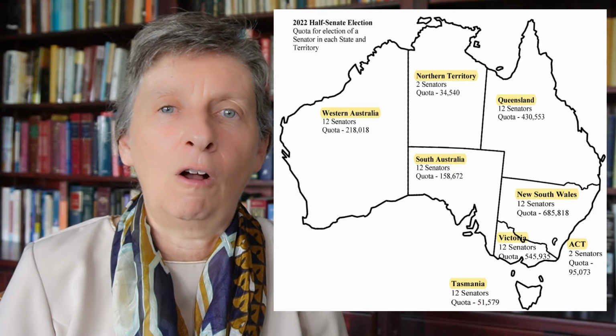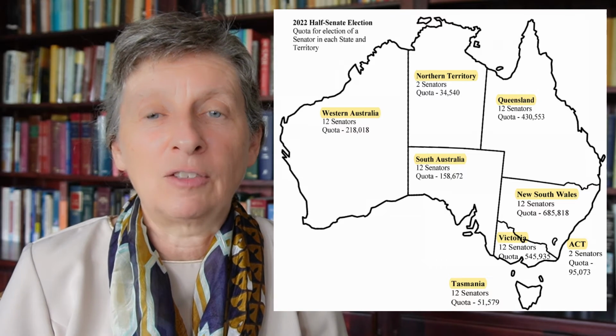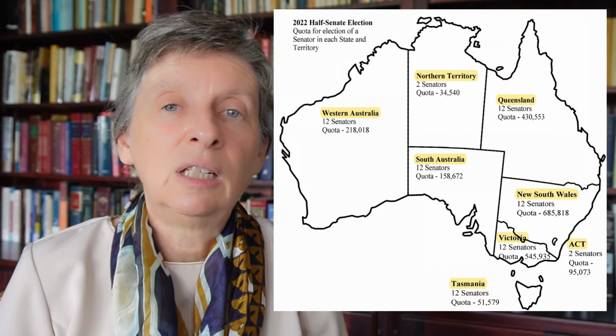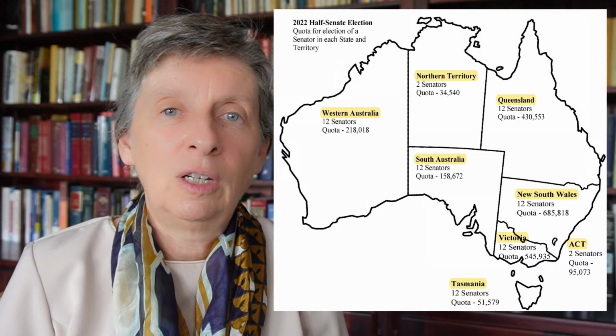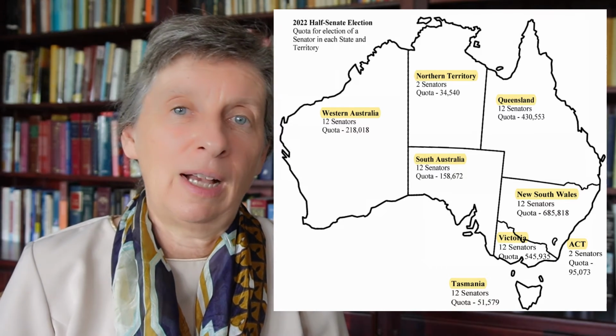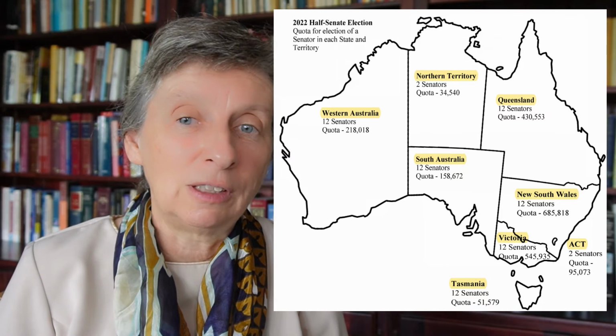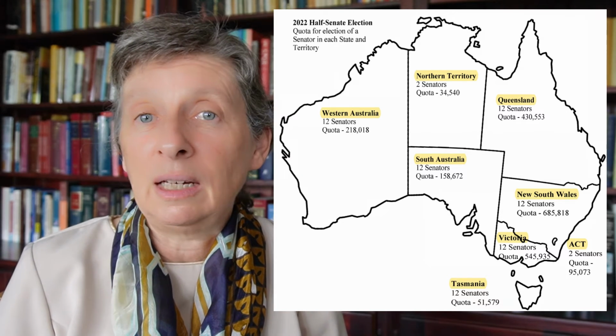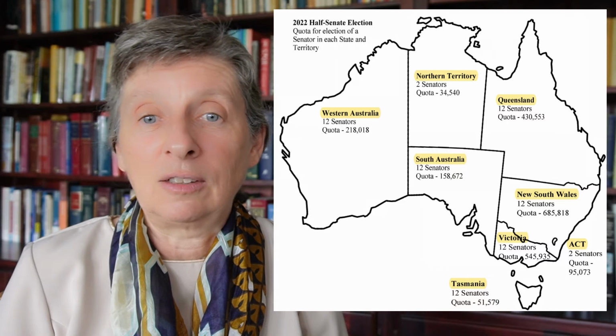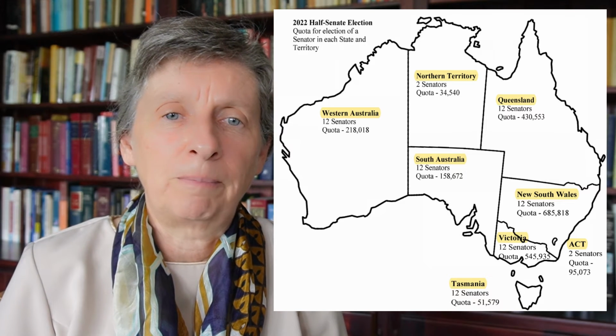Now, the consequence of this is that there is significant malapportionment in the Senate and also some in the House of Representatives. For example, at the 2022 half-Senate election, a senator required a quota of 685,818 votes to be elected in New South Wales, but you only needed 51,579 votes in order to be elected in Tasmania, and even less to be elected in the Northern Territory.